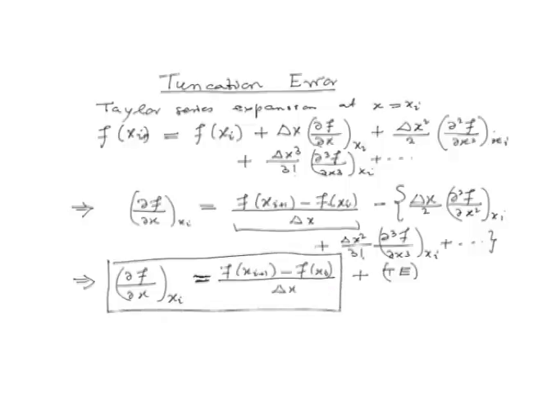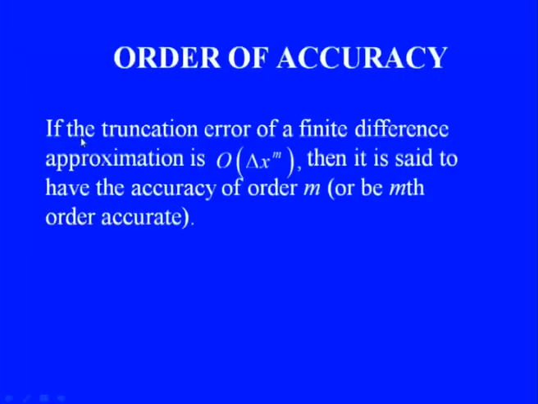Next, we would use the term very often that a certain difference scheme is such and such order accurate. What do we mean by that? It is simply related to truncation error. If the truncation error of a finite difference approximation is of the order of delta x to the power m, then this difference approximation is said to have the accuracy of order m, or we use the alternative description that this difference scheme is mth order accurate.